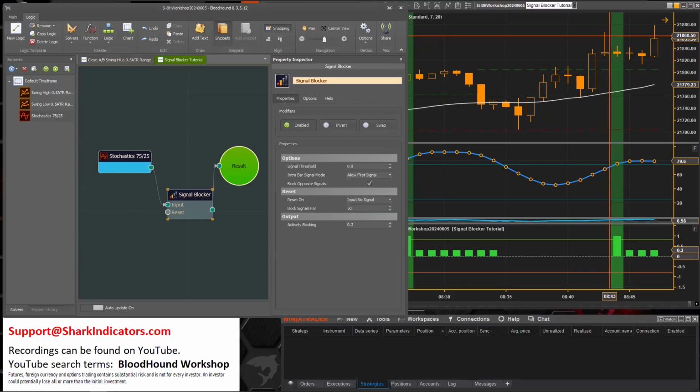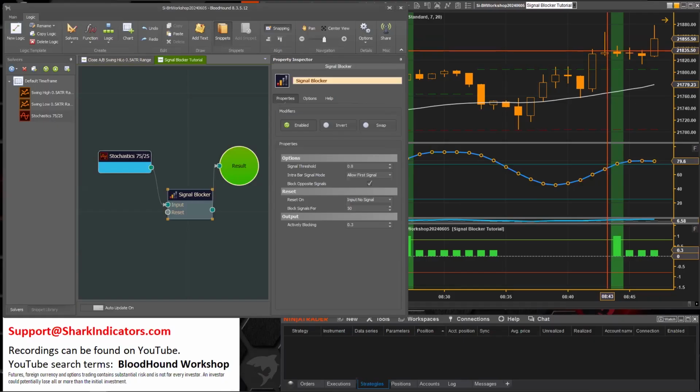As price went all the way up to the high, a long signal would have been generated. And you would have seen that long signal temporarily, as long as price was up here. But when price pulled back, the signal blocker is not going to hold on to that signal anymore. It just allows that first signal to go through, and then it starts blocking.